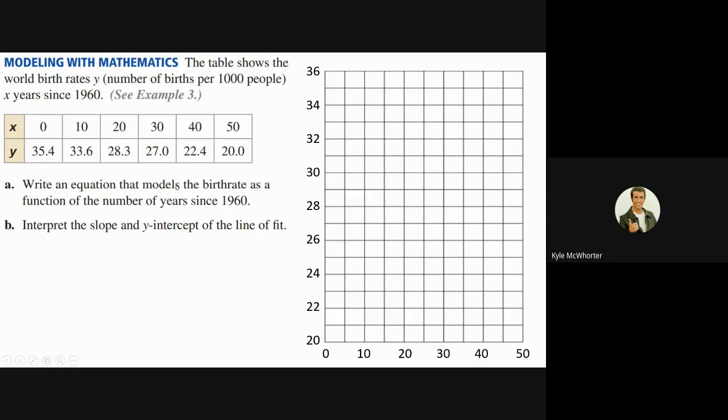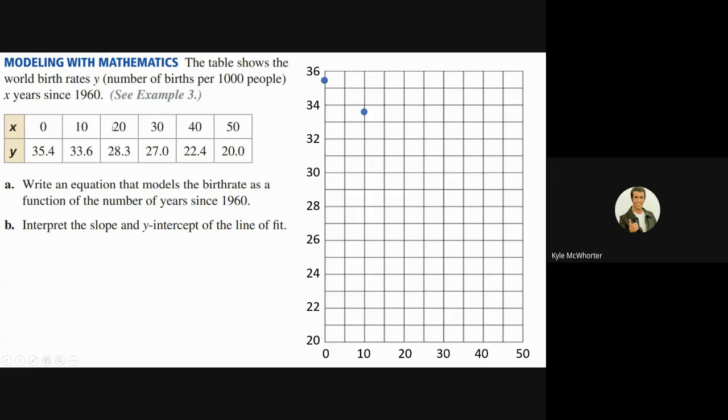So we are going to write an equation that models the birth rate as a function of the number of years since 1960. So we start off by plotting these points on our scatter plot graph. So 0, 35.4 would be about here, right? So 35 would be here, so 35.4 about there. Then our next one is 10, 33.6. So when X is 10, here's 33, so 33.6 would be about there.